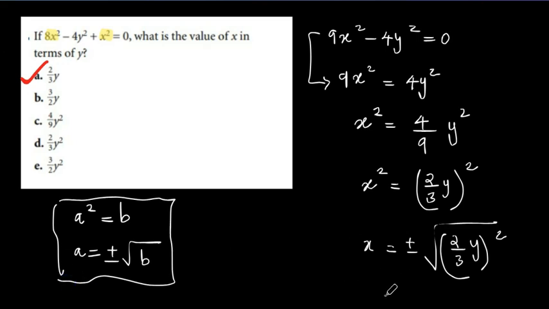So here the square root and the square can be cancelled out. You can see x will be plus or minus 2 over 3 y. But here the only option available is 2 over 3 y, so we'll go with that. So option A. That's also correct.